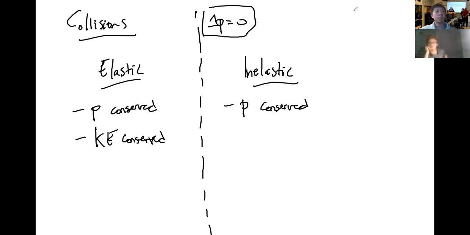Okay, so yeah. So yes, elastic collisions are defined by their properties. Let me put it like that. Elastic collisions are defined by their properties that momentum and kinetic energy are both conserved, and inelastic collisions are defined by their property that only momentum is conserved.